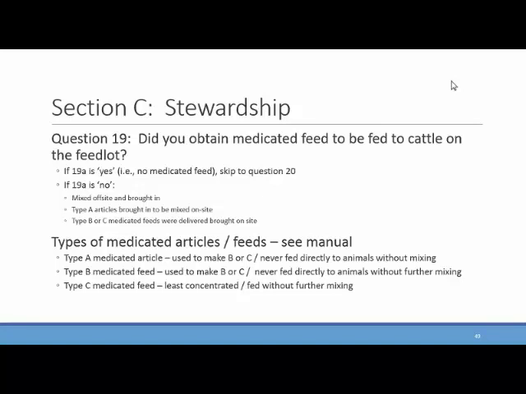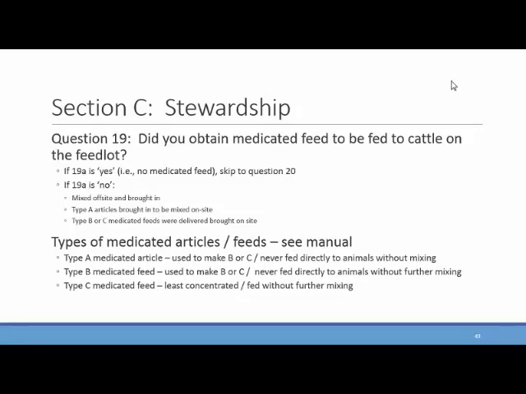We have some notes in the manual about the labeling on this that says for further manufacture and do not feed undiluted. So most of the producers, I think, will understand the difference between these different types of medicated articles and feeds and be able to answer these questions. And then type C is the least concentrated. It can be fed without further mixing. Types are fed as a full ration, a top dress, or fed free choice.